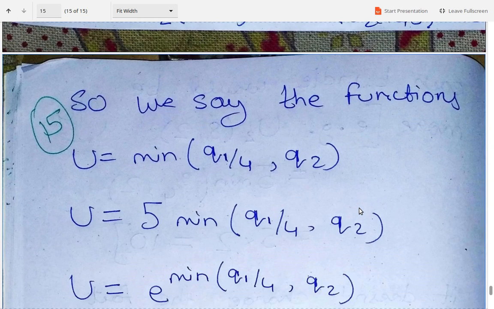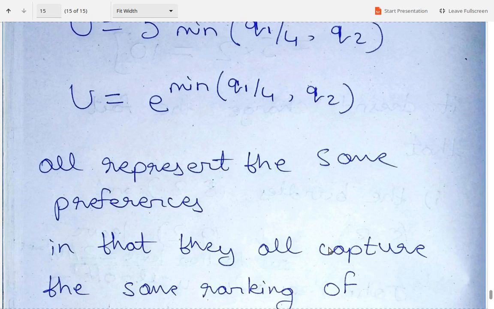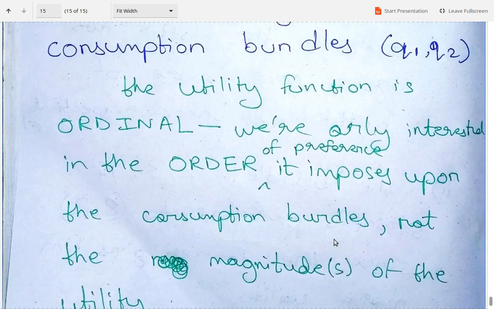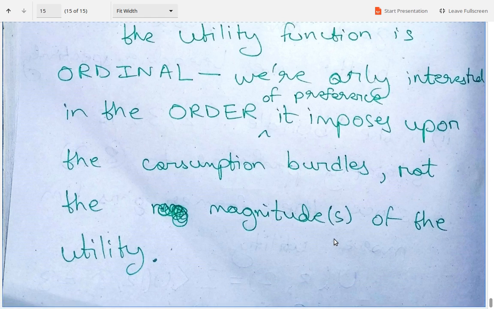So we say that the three functions all represent the same preferences, in that they all capture the same ranking of consumption bundles. The utility function is ordinal. We are only interested in the order of preference it imposes upon the consumption bundles, not the magnitudes of the utility.